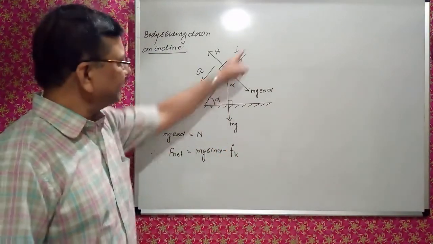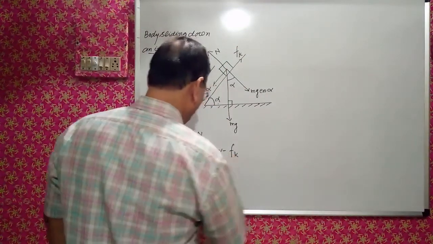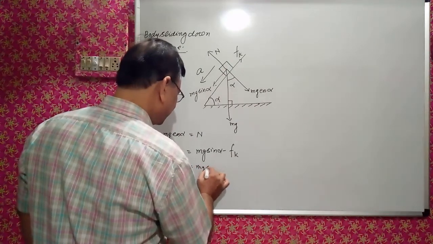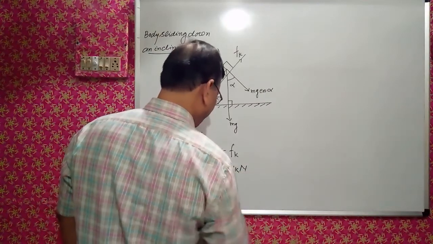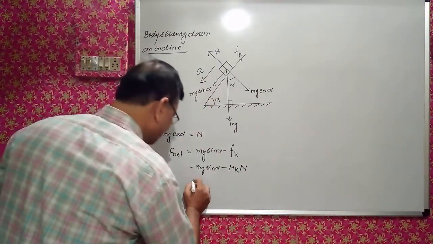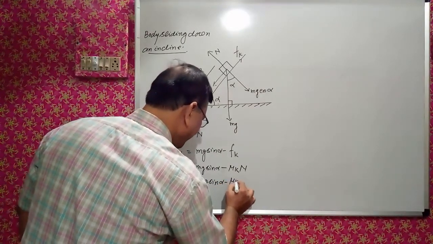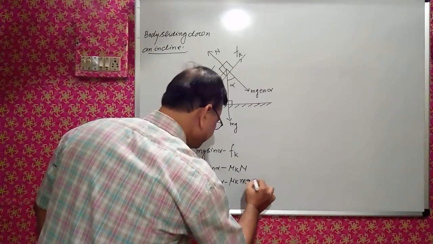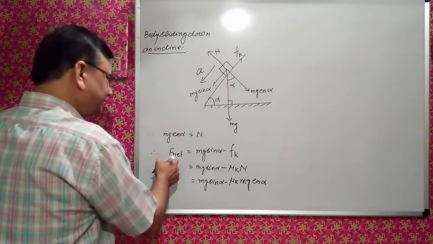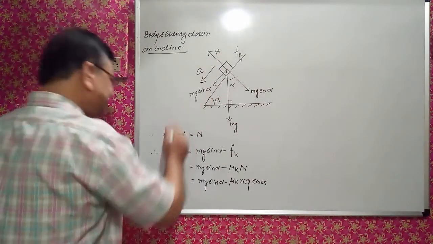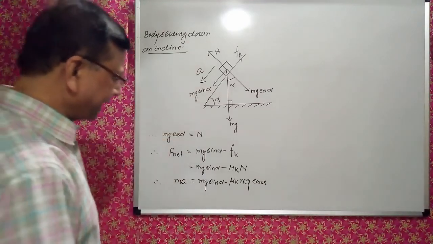Backward force, Fk, kinetic friction is acting. And what is Fk? Fk we know is mu k N. What is N? Mg cos alpha. Therefore, F net is mg sin alpha minus mu k mg cos alpha. And this F net will cause acceleration in this direction. Therefore, this is ma, acceleration in the downward direction.